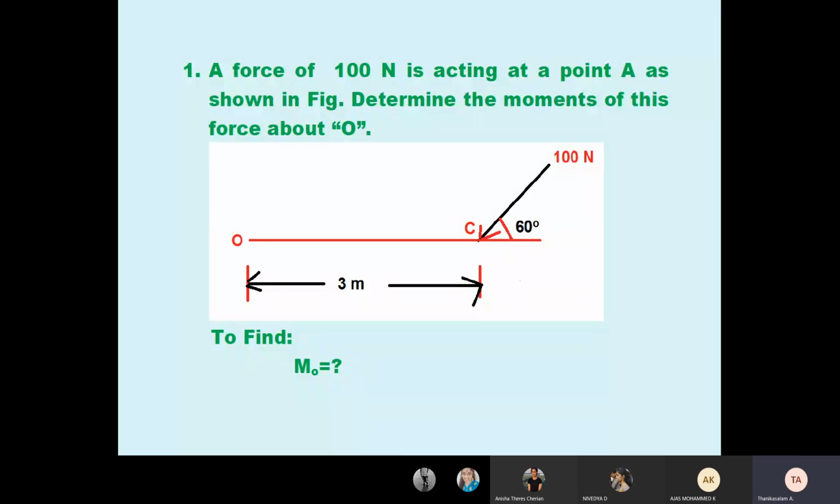I am putting M naught because O is the reference point. They asked with respect to O. Students, with respect to O they asked. That's why I have written M naught equals question mark. Okay, what is moment? Force into perpendicular distance.